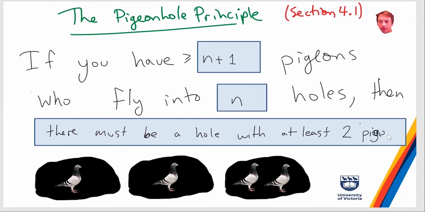I've forgotten how to spell pigeon. Is this how you spell pigeon? There's no D in there, I think. Pigeon. And here's an illustration. We've got 4 pigeons.